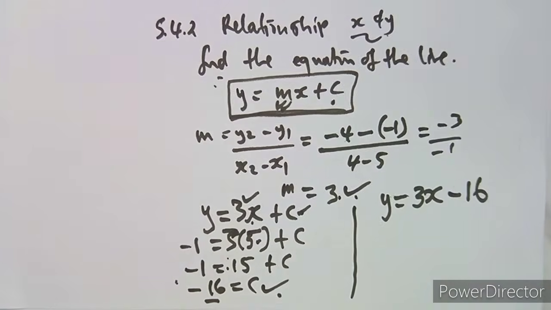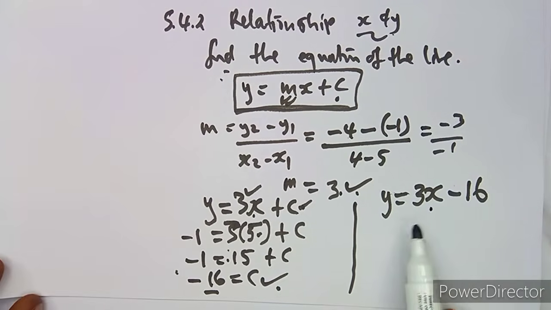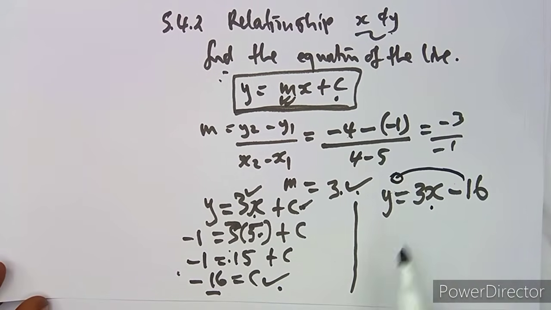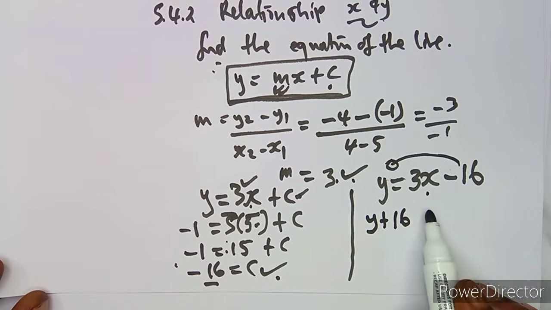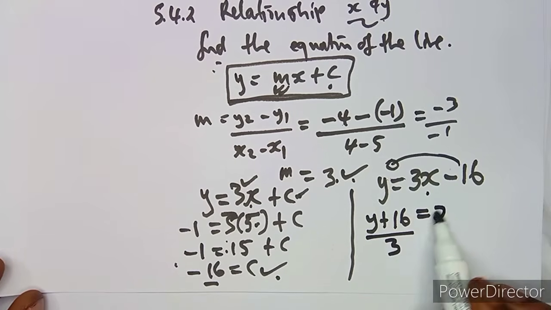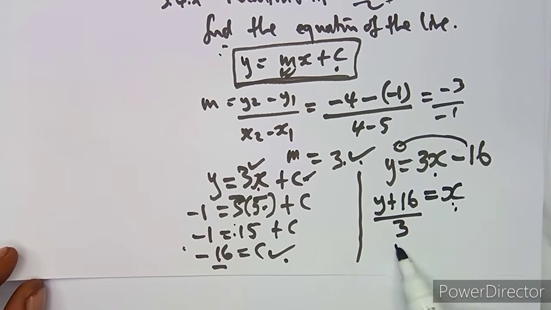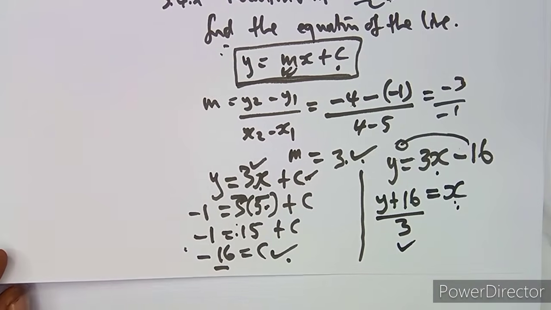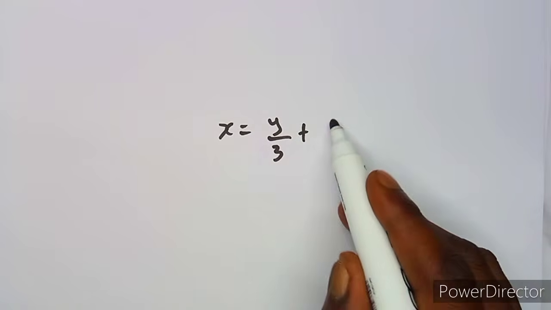Take note about this, guys, okay? So we have to make x the subject here. So how can we make x the subject? Transpose. This is going to be y plus 16 is equal to 3x. Then we divide by 3, which is going to give us x. Remember, we want to make x the subject. So our x now is y plus 16 over 3, which is the same as x is equal to y over 3 plus 16 over 3.